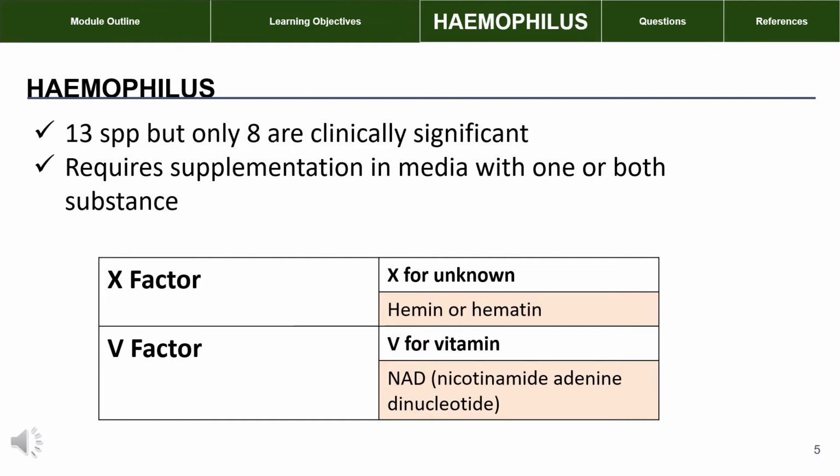Haemophilus requires supplementation in media with one or both substances. What are these substances? You have your X factor. X is for unknown, containing hemin or hematin. And then you have your V factor, V for vitamin, which is NAD, or nicotinamide adenine dinucleotide.